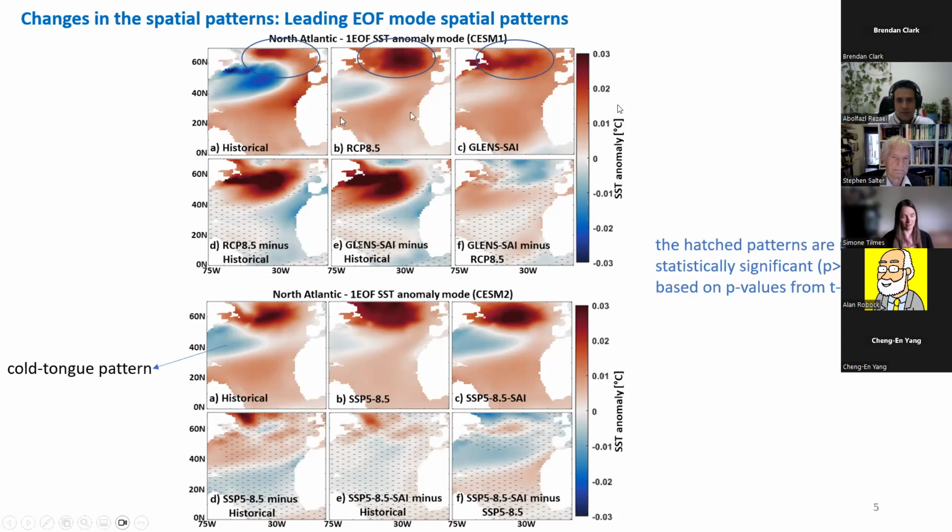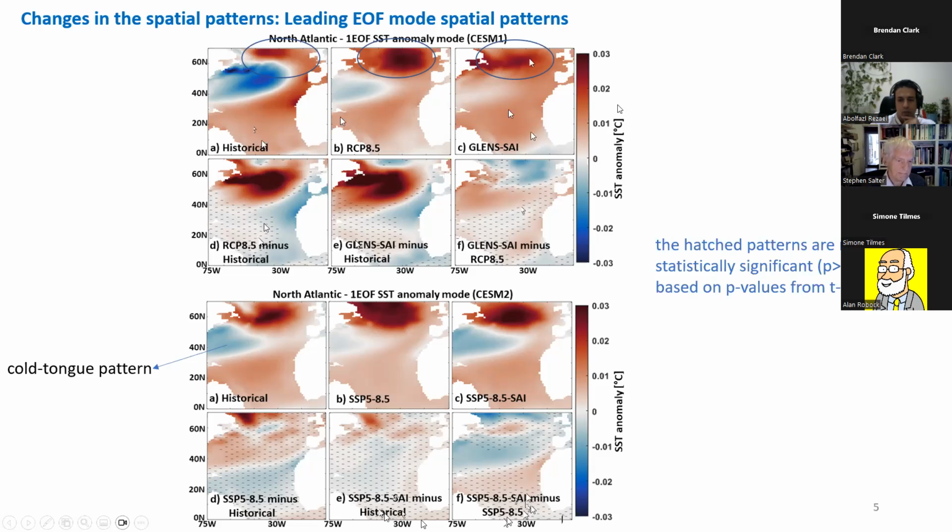In each of these figures, the upper row shows the mean values for the historical, then the global warming, and the last column is for the PSI scenario. The bottom row in each of the figures shows the differences. The left one shows the difference between the global warming and historical. The middle one shows the difference between the PSI scenario and historical, and the last one shows the difference between the PSI and global warming.